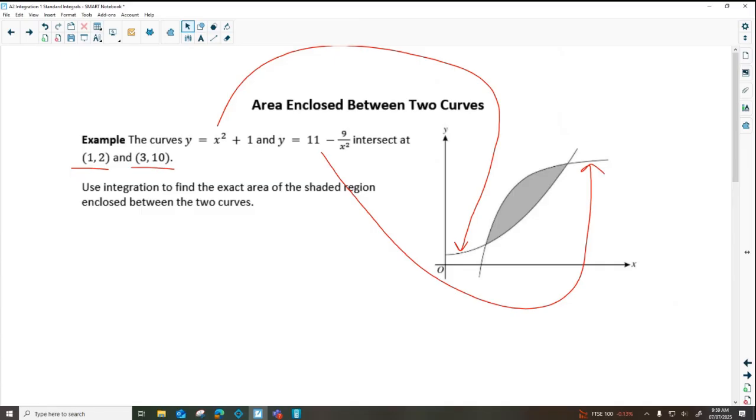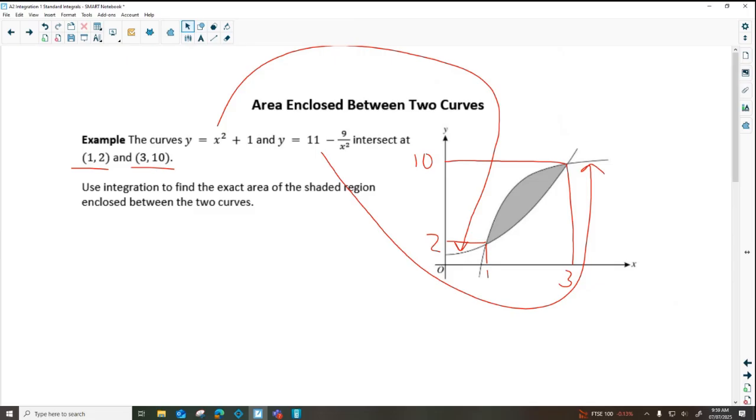Sometimes you might have to find this out. So what that means is this point here is where x is 1 and y is 2. This point here must be where x is 3 and y is equal to 10. So can I go through how I'm going to use integration to find out the area between these 2 graphs? What I'm going to do is find the area between each curve and the x-axis, and then I will subtract them to get the area that I want.